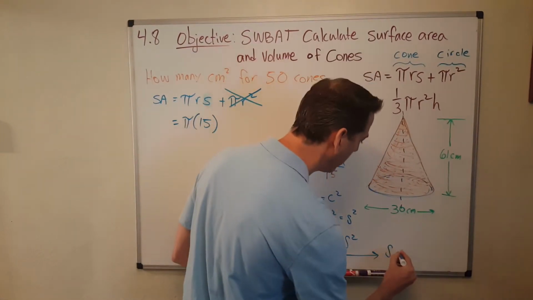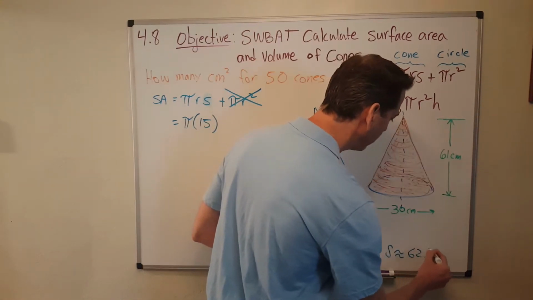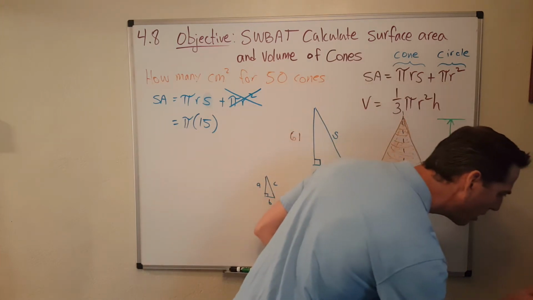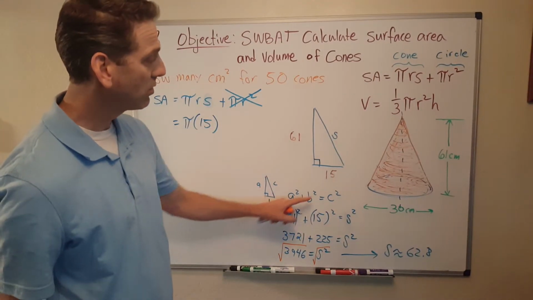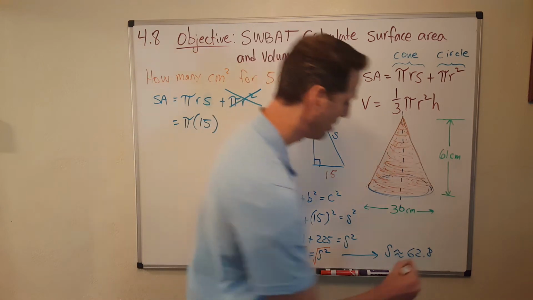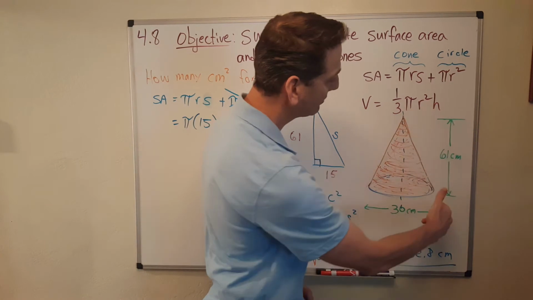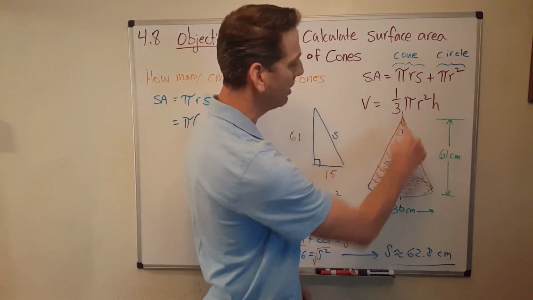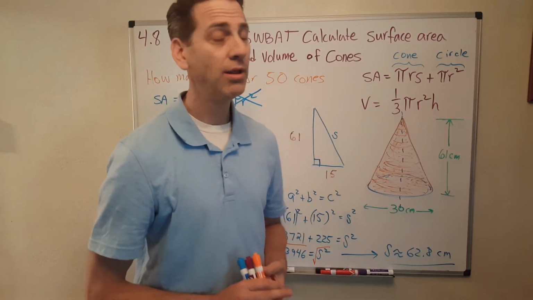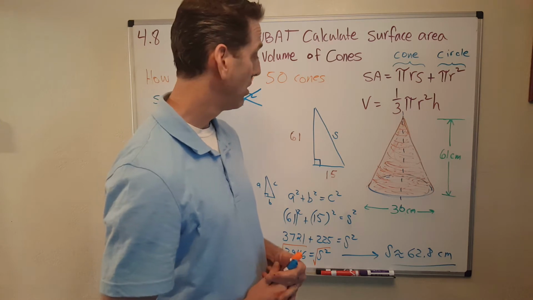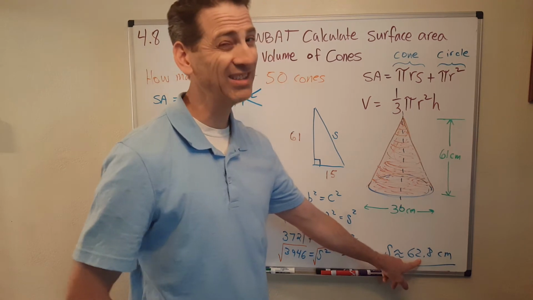So instead of an equal sign, that squiggly equal sign means approximately equal to. Did I say 62.8? Yes, I did. 62.8 what? Well, we're talking about centimeters, aren't we? Let's check that for reasonableness. If the height is 61, does it make sense that this would be just a little bit more? Yeah, the slant height's going to be a little bit more than the actual height, because it forms basically the hypotenuse. So my slant height is 62.8, so I had to do some work for that.